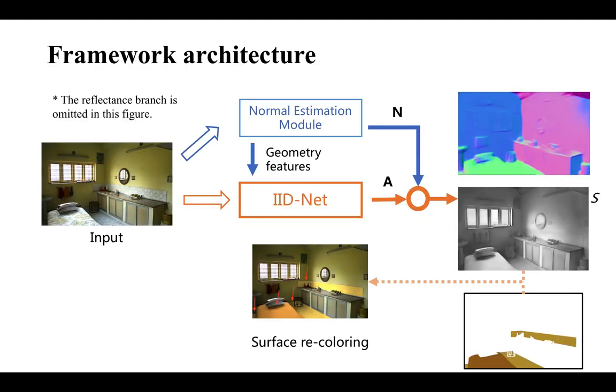So, this is an overview of our proposed NIID-Net. We focus on shading estimation, so we omit the reflectance branch here. The NIID-Net consists of a normal estimation module and an IID-Net. It takes a single image as input, predicts a surface normal map via the normal estimation module, and predicts intrinsic images via the IID-Net. What is special is that the branch of shading estimation integrates surface normal knowledge.